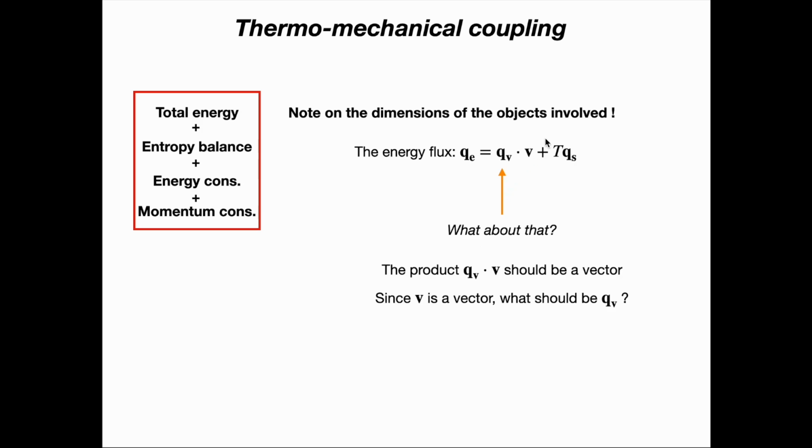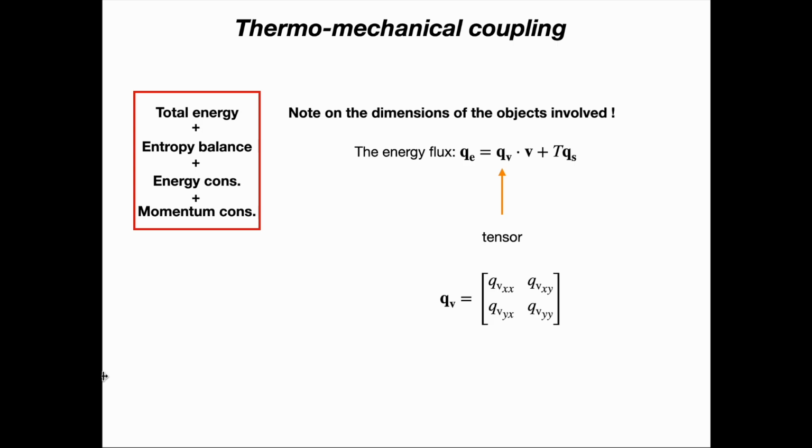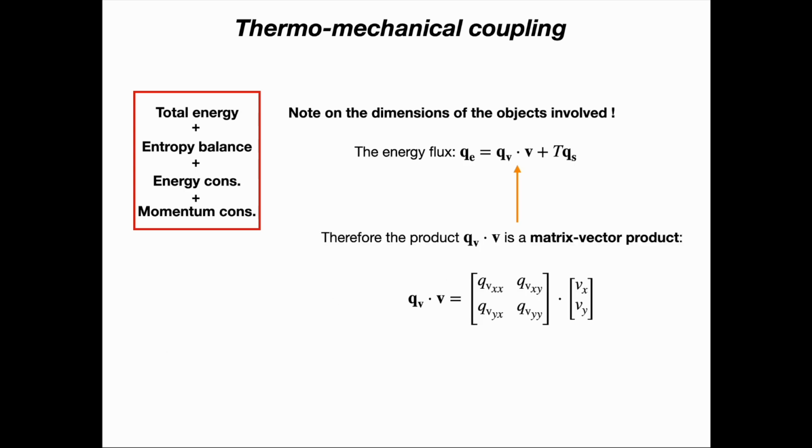And since V is already a vector, what should be QV? QV has to be a tensor. So it will have in 2D 4 entries. And the product of this tensor times the vector V here will lead to a vector. So this is a matrix vector product. You obtain a vector out of this product. So QV is a tensor in the following derivation. So we have to be careful with this.